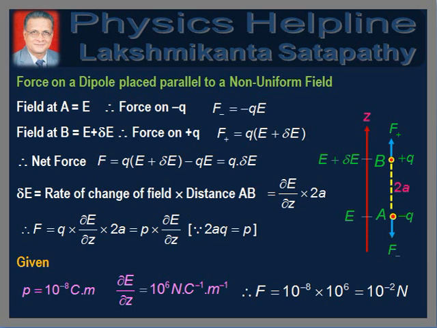Now, P is equal to 10^-8 Coulomb meter and dE by dz is equal to 10^6 Newton per Coulomb per meter. Putting these values and simplifying, we get F is equal to 10^-2 newtons, which completes the answer to the question.